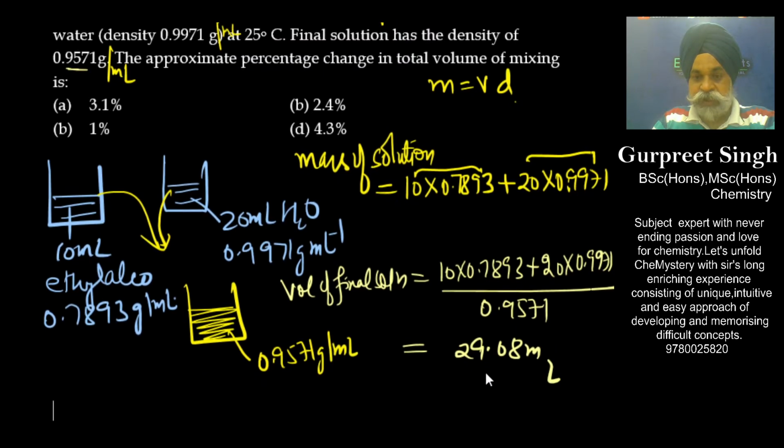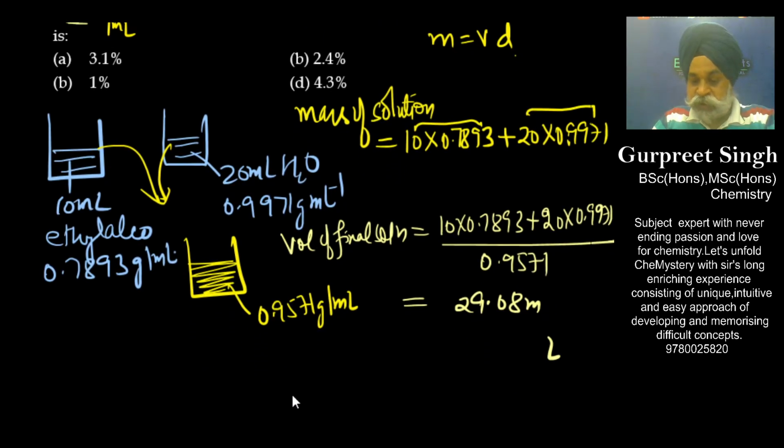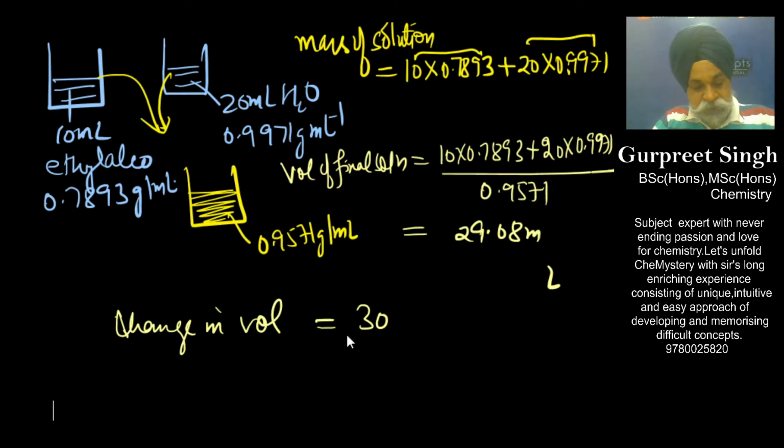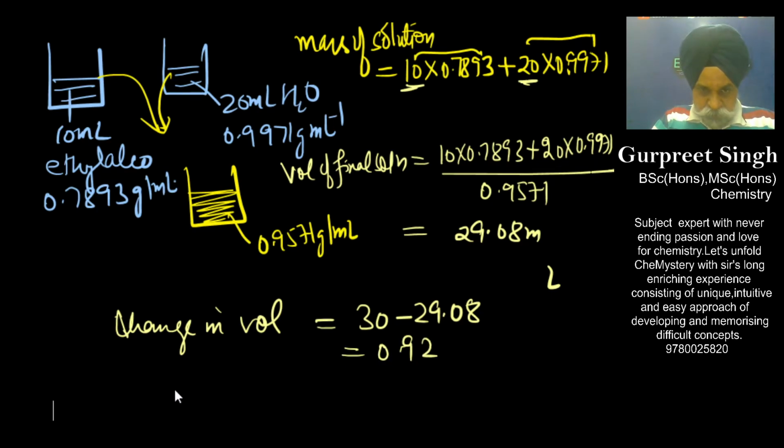So this means that the volume has decreased. Now the point is to what level the volume has decreased. The change in volume is of the order of 30, because why is it 30? 10 of this, 20 of this, it should be 30, but it came out to be 29.08. So this would be the change in volume, and this change in volume is 0.92.